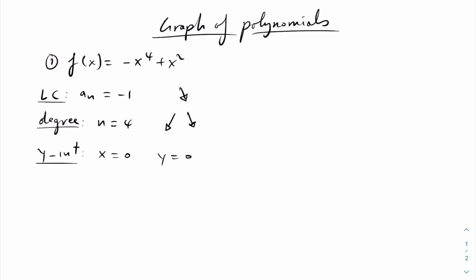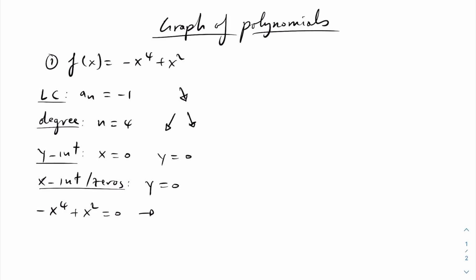Because you would have f of 0 equals negative 0 to the power of 4 plus 0 to the power of 2, which equals 0. And for the x-intercept, or also known as the zeros in this case, you would want your y coordinate to be 0. And so in this case, we're going to have negative x to the power of 4 plus x squared equals 0.